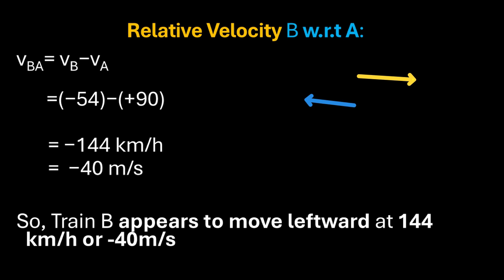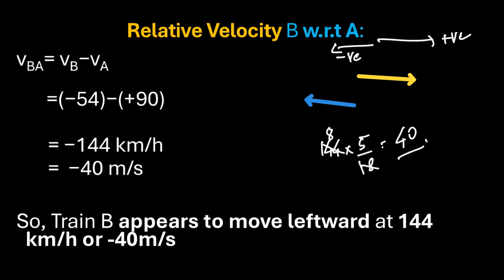And we assume here that motion towards right is positive and towards left is negative. So we get minus 54 minus plus 90, which is the velocity of A, which is minus 144 kilometer per hour or minus 40 meter per second. Okay, so train B appears to move leftward at 144 km per hour or minus 40 meter per second.